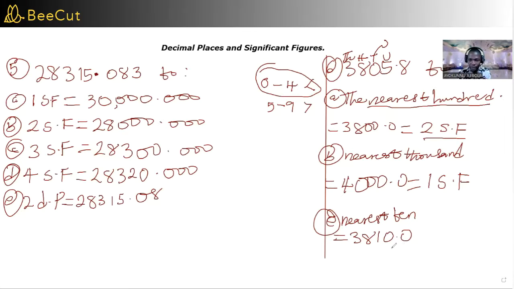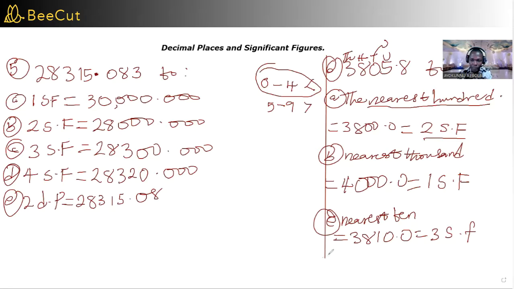Now the final question before we round up. We said nearest 100 means 2 significant figures, nearest 1,000 means 1 significant figure. So nearest 10 in this particular number means what? 3 significant figures. So that means it is 3 significant figures.